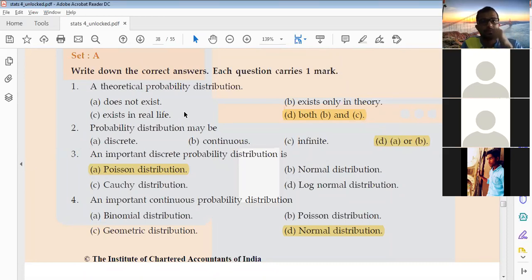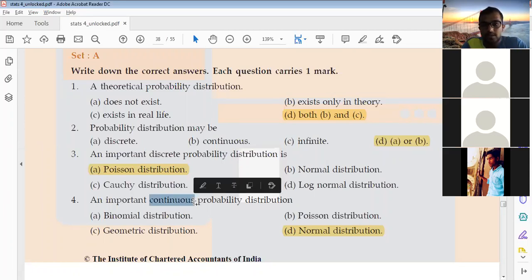Both are true. Yes, probability distribution will be discrete, continuous, infinite, A or B? Both. Yes, discrete and continuous. Important discrete probability distribution, Poisson distribution. The important one is actually normal, but they have given discrete here. In discrete, we have studied only two, binomial and Poisson. Binomial itself is approximated to Poisson because we can't do big data there. So Poisson distribution is an important discrete distribution. Binomial is also, but the most important is Poisson because binomial tends to Poisson. And there are no binomial options here anyway, so no tension about whether it is binomial or Poisson.